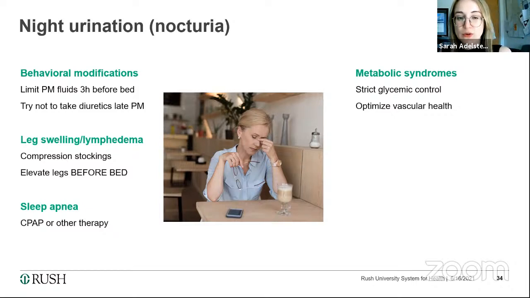Okay, so if you go to bed with really swollen legs, that's going to contribute to nighttime urination. So what can you do about that? You can wear compression stockings. You can elevate your legs before bedtime.